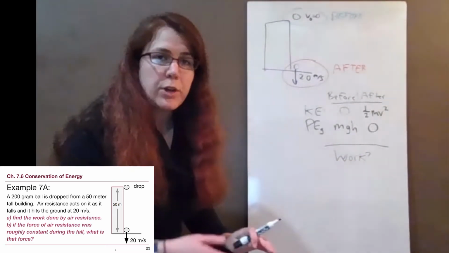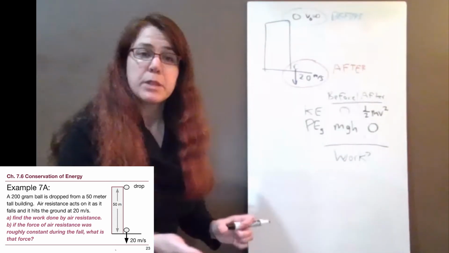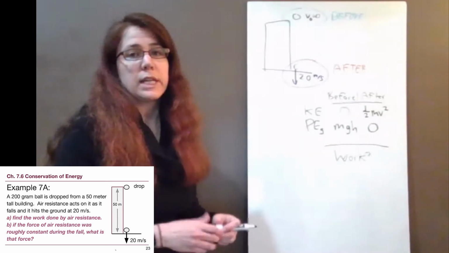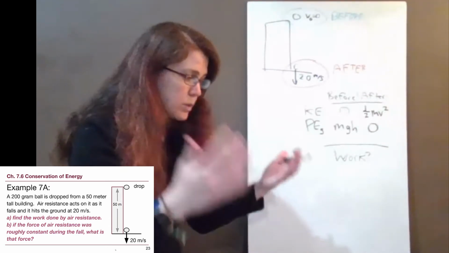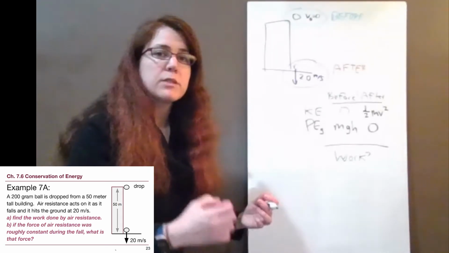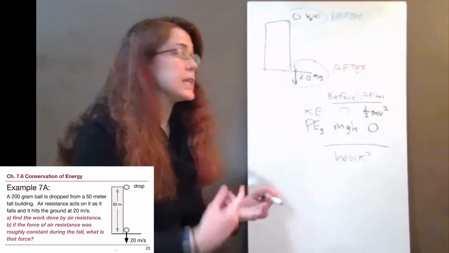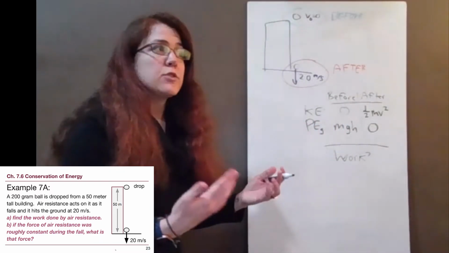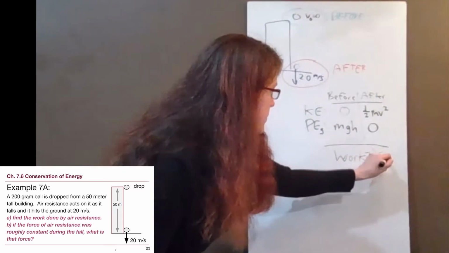So if we reread the problem here, a 200-gram ball is dropped from a 50-meter tall building. Air resistance acts on it as it falls, and it hits the ground at 20 meters per second. Once we start to see these problems more and more, we'll recognize that air resistance is an external force acting on this object that isn't already accounted for through gravity. And so it will cause a work term. We say yes.